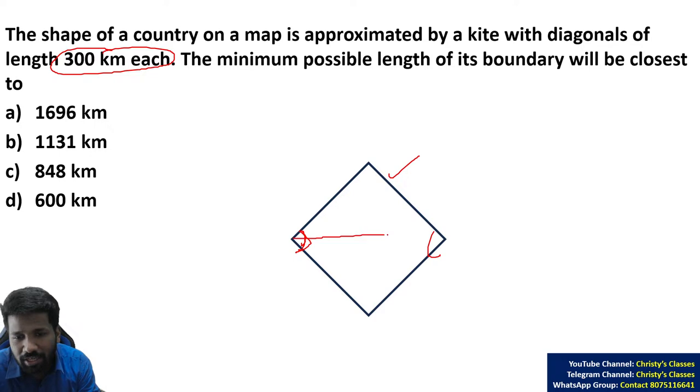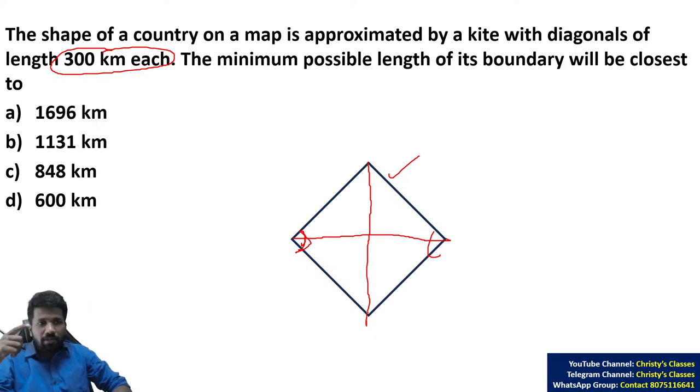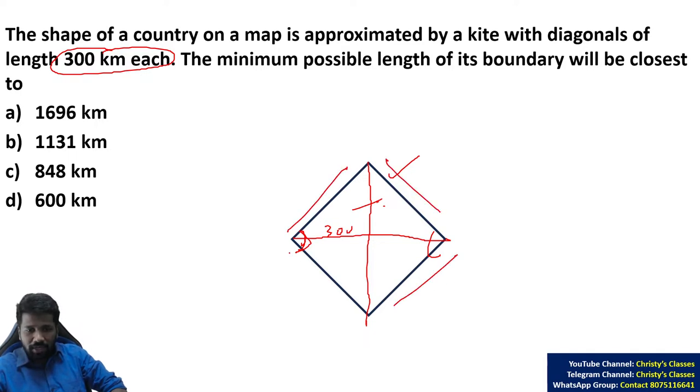The kite, we can say a special kite, that is a rhombus. We can consider it as the rhombus itself because the lengths of the diagonals are equal. That is how we understood it is a rhombus shape. The minimum possible length of its boundary will be, so this is 300 and this is 300. What will be the minimum length of the boundary? For the boundary length you need to find this, this, this, this side. It is a rhombus, so all four sides will be equal.